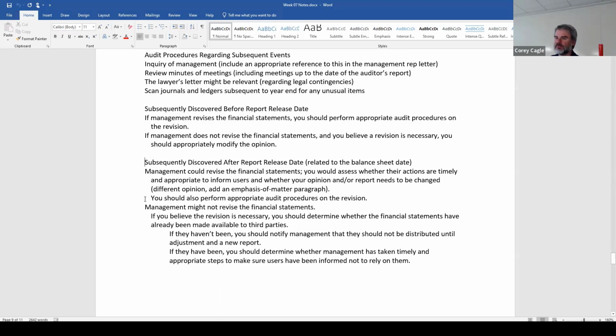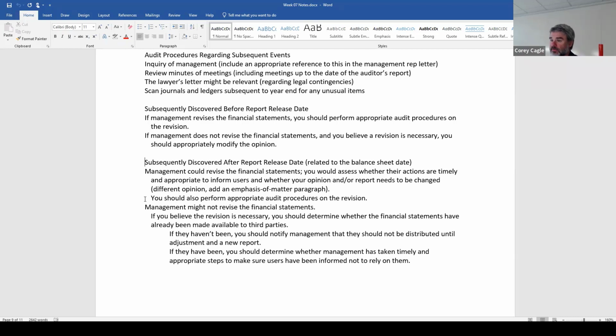What's a little less obvious is, what if there's some kind of material thing that's discovered after the report is released and it is related to the balance sheet date, right? If it's not related to the balance sheet date, we're kind of done, right? But what if we do our audit, we release the report, then it's like, oh, wow, look at this. That's related to the balance sheet date and it's a big deal and we haven't dealt with that. Okay. What are the possibilities?